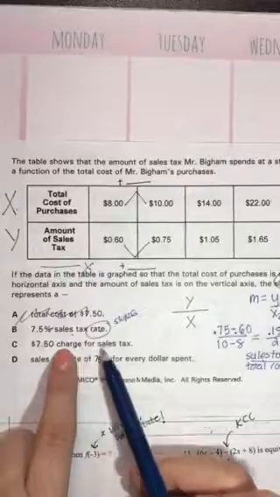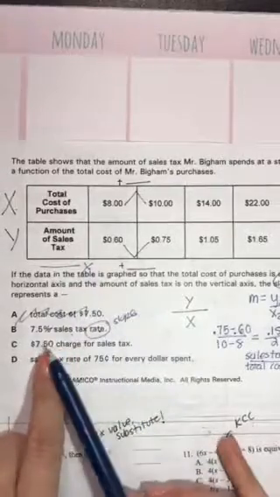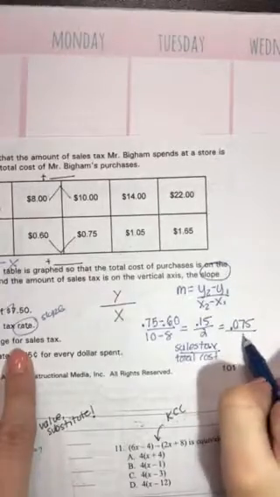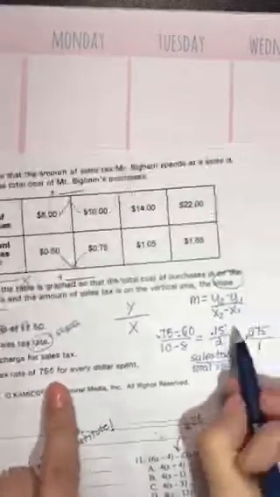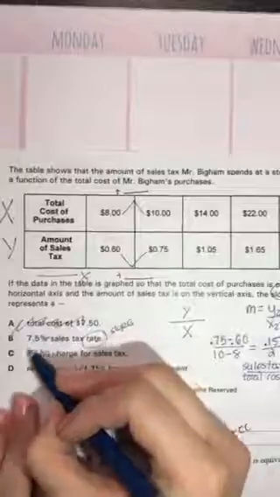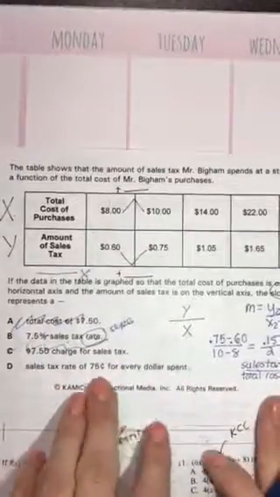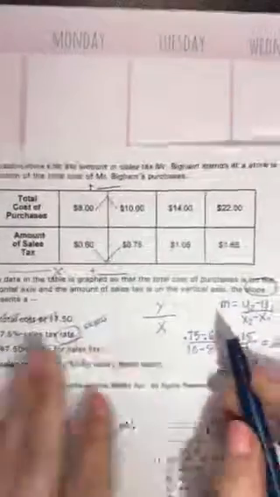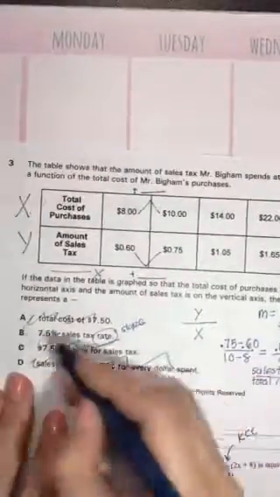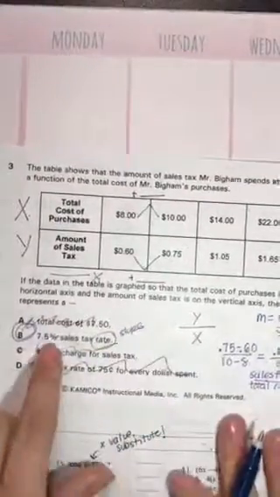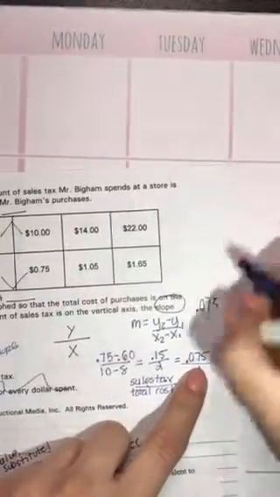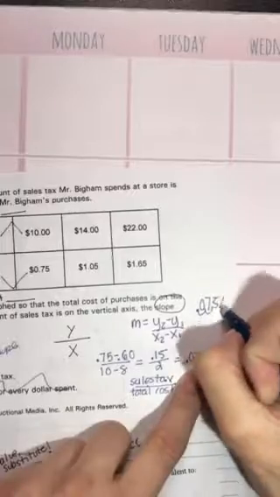7.5 charge for sales tax. 750 charge. Well, this is actually 0.075 per one, so that's not $7.50. Sales tax rate of 75 cents for every dollar spent. No, it's 0.075 for every dollar. So the answer is actually B, because a percent and a decimal, remember when you have a decimal you turn it into percent, you just move the decimal twice.